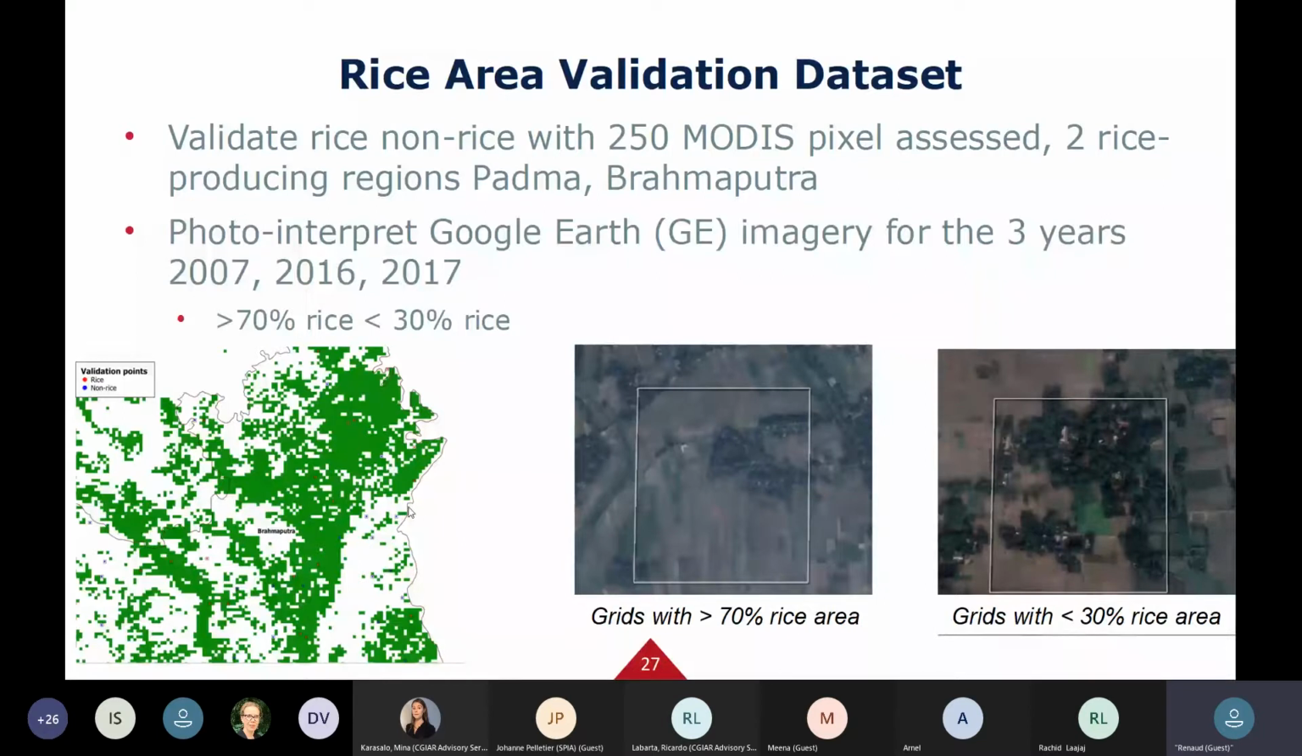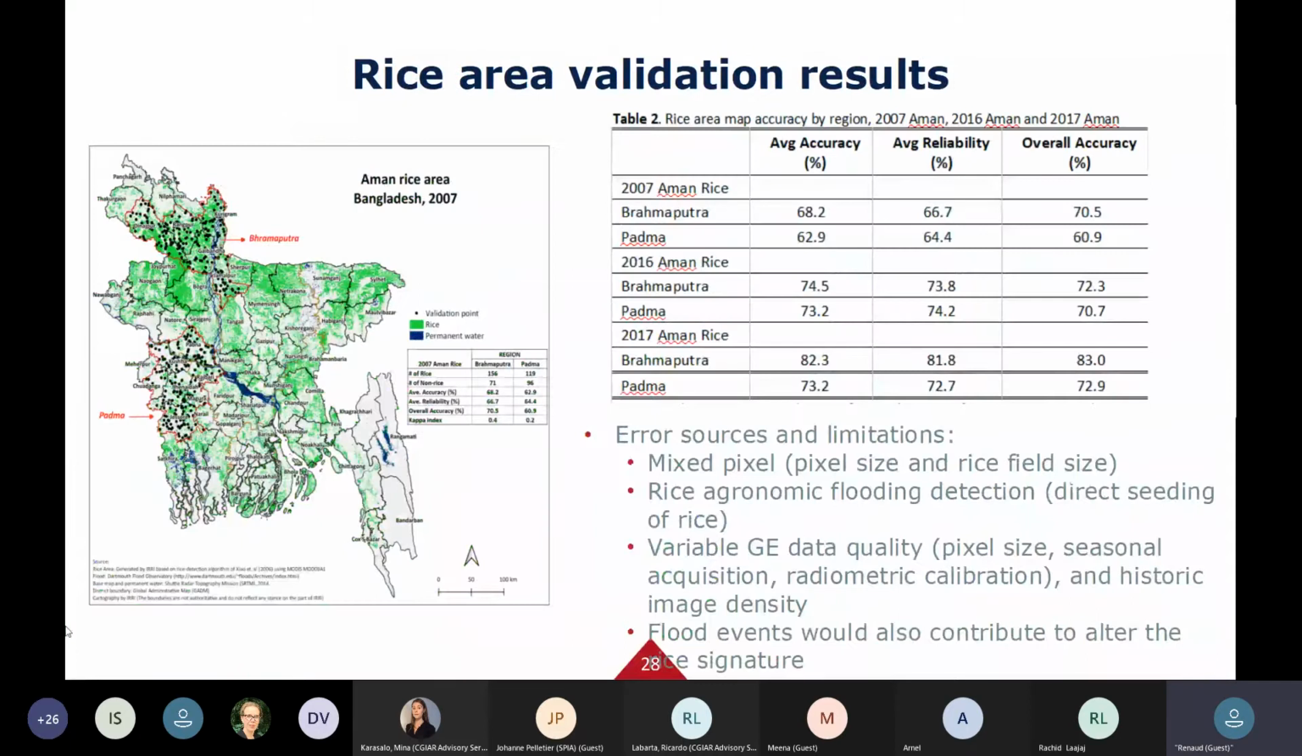Because of the so-called mixed pixel issues, which is a bit exacerbated in the MODIS type of data, we validated by looking at only areas where we had photo-interpreted more than 70% of rice and less than 30% of rice, to be a bit more conservative. These are the results of the validation data that you can see on the table. Overall, we are around 70%.